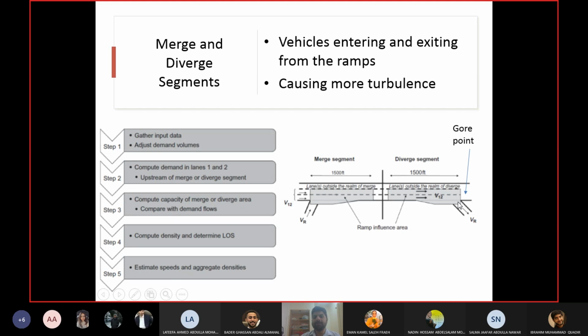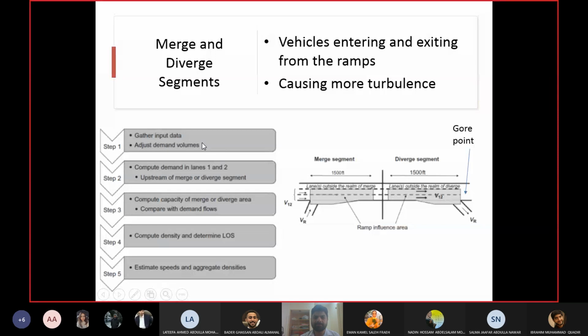In both cases you start from a corner so that the width of the ramp is included in the segment. The width of the ramp should be included in the segment. So you start measuring from here. The length of the segment is fixed here, 1500 feet in both cases, merge and diverge. We know that. Again, you have the procedure here, and the procedure is very much the same.